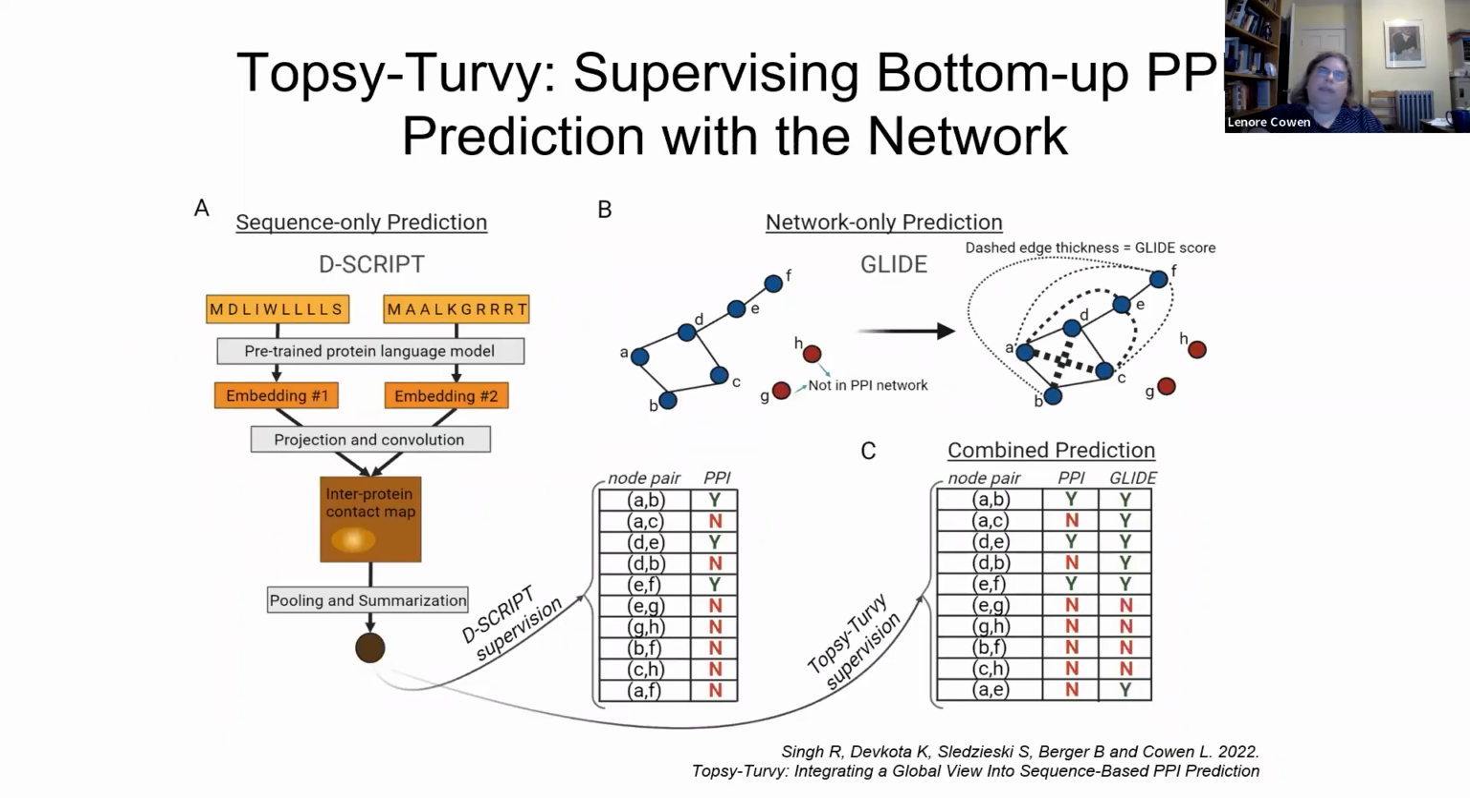So at ISMB in July, we're presenting new work that tries to combine these two views. So one question is, if I could do a network prediction and I could do a sequence prediction, how could I somehow leverage them both? So the first way we ask this is in a setting where we don't have PPI networks at all.